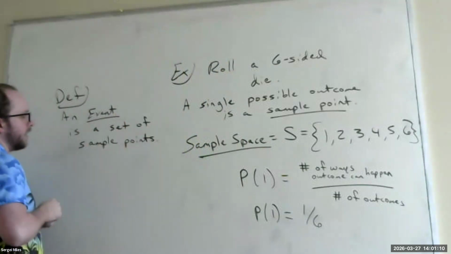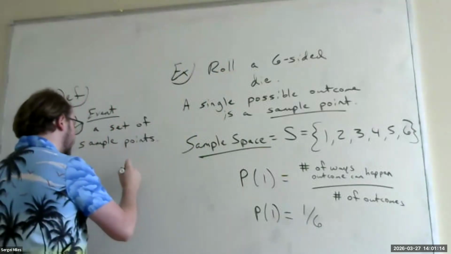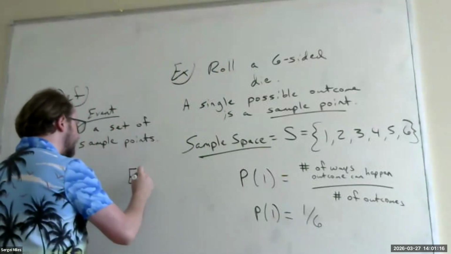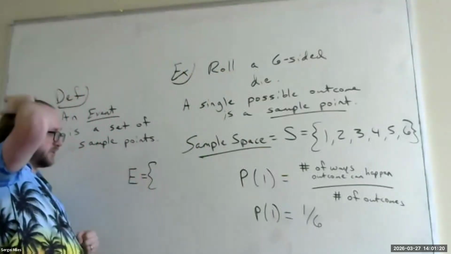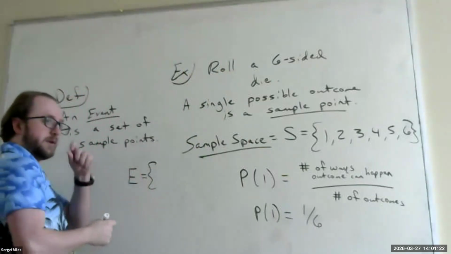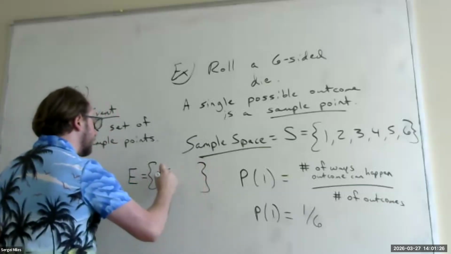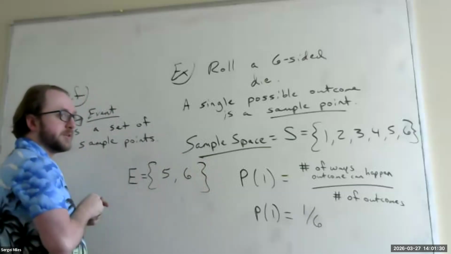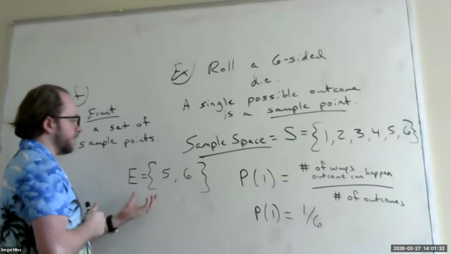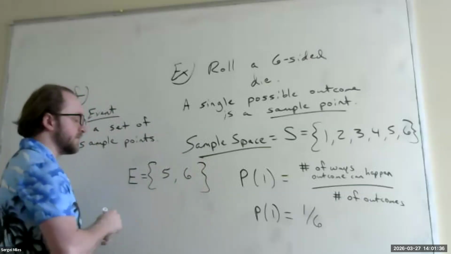All right. So in general, for this example we're working on, I could define a set E. And when we're talking about a set of stuff, we always use the curly bracket notation. So I can have a set E of the numbers 5 and 6. So I have two numbers here, which I am including in this event, and it has two sample points.